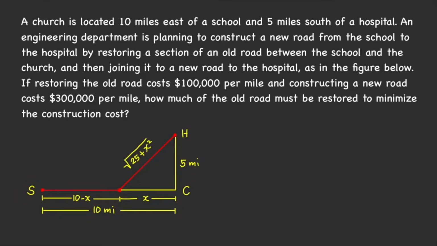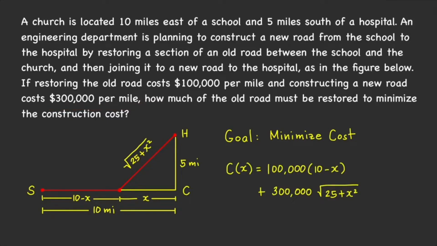Now, what is our goal? We want to minimize the construction cost. So our goal is to minimize cost. And what is the construction cost here? So we need to find the cost for this section plus the cost for this new road. Since the cost for this section is $100,000 per mile and the cost for this new road is $300,000 per mile, then the total construction cost will be $100,000 times (10 minus x) plus $300,000 times the square root of 25 plus x squared.